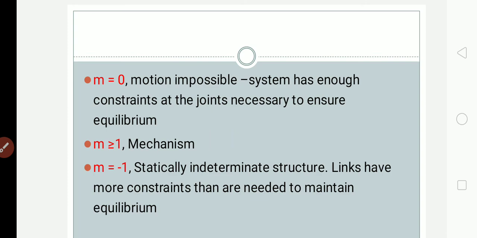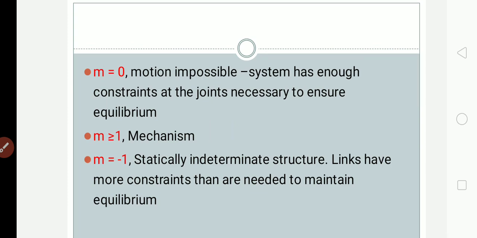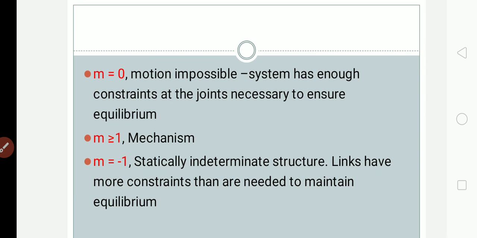Then if m equal to minus 1, so when we calculate the value to become minus 1, what does it mean? It is a statically indeterminate structure. So questions may be asked like, what is a statically indeterminate structure? Then you have to say if m, that is mobility or degree of freedom, is minus 1, that means it is statically indeterminate. That means the links have more constraints than are needed to maintain equilibrium. So this is also important: what m means, mobility or degree of freedom.